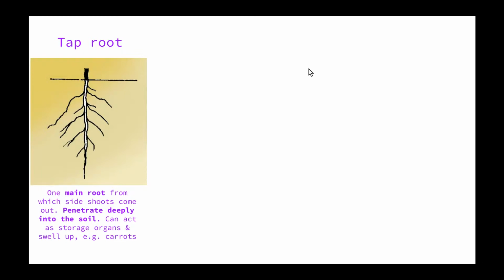They can act as a storage organ and swell up, for example, in carrots. So if you've ever grown carrots or you've picked a carrot before, when you pull it out of the ground, you see that the orange part has sort of swollen, so it contains most of the water and nutrients. However, it will have tiny little hairs coming off it in order to increase the surface area.